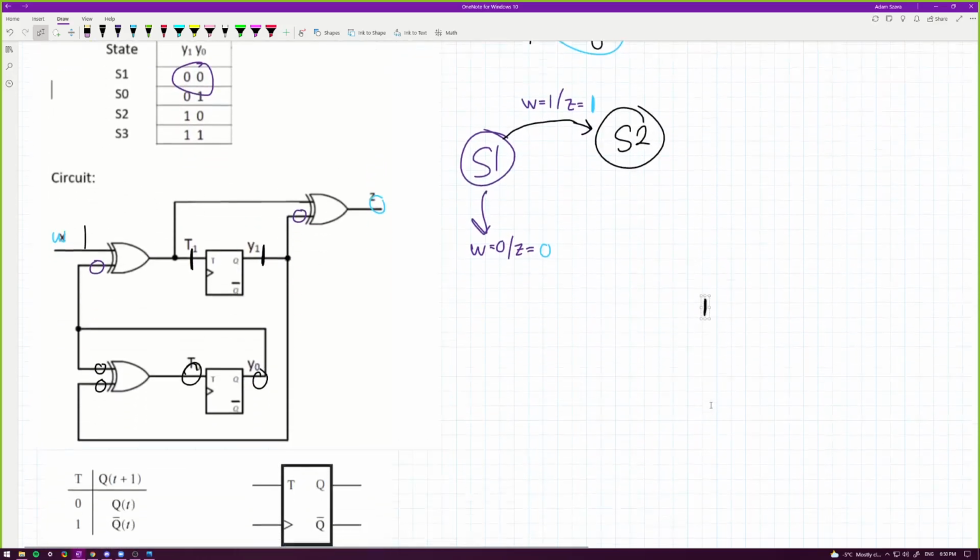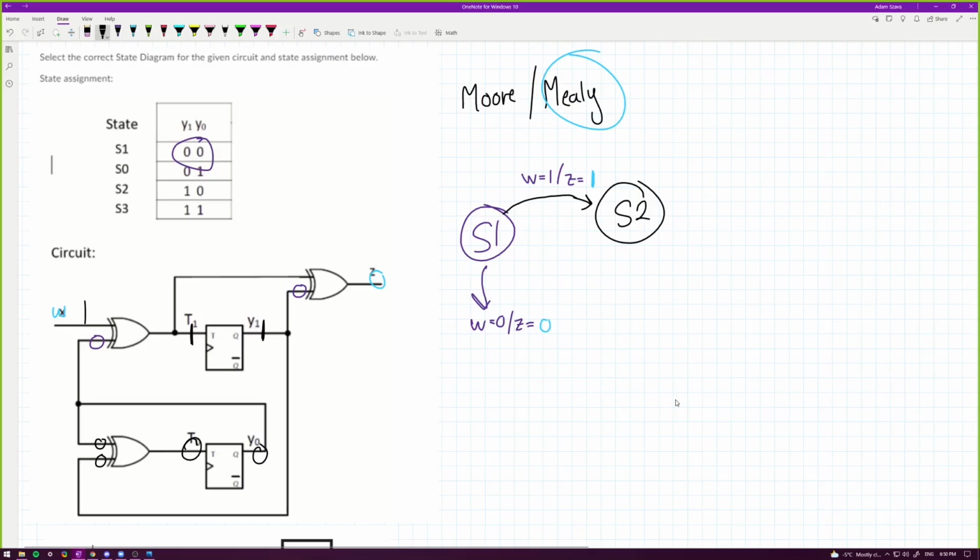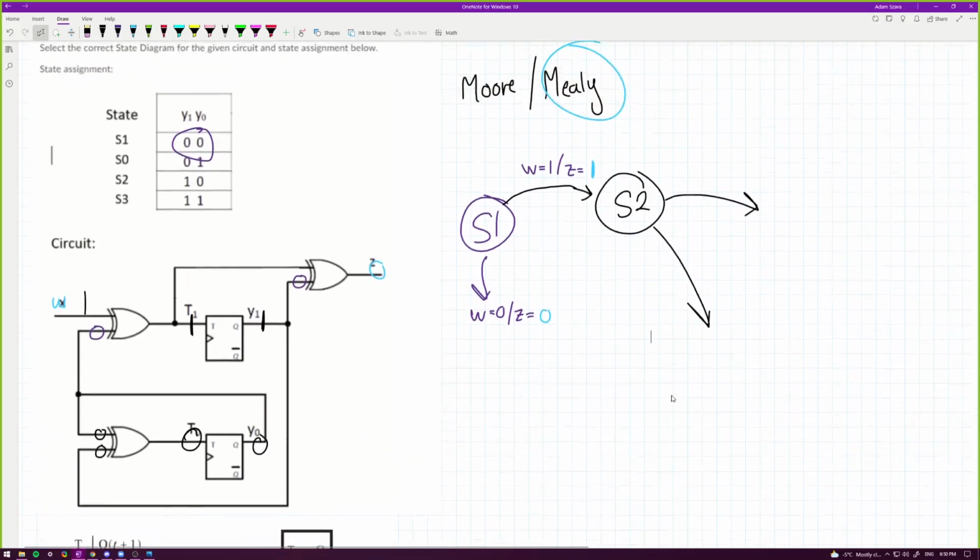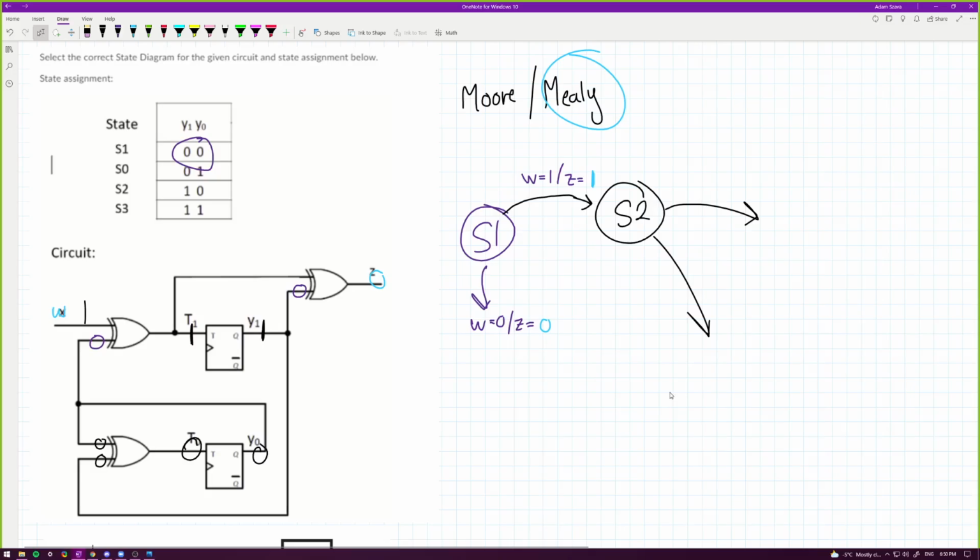Okay, let me delete that. And then from here again, we would just say there's two options from here. Either go here, or you can go this way, or you can figure out what's going to happen like that. Let's do one more. Let's figure out what the next state is for S1 if W is equal to 0. So let me erase all this.